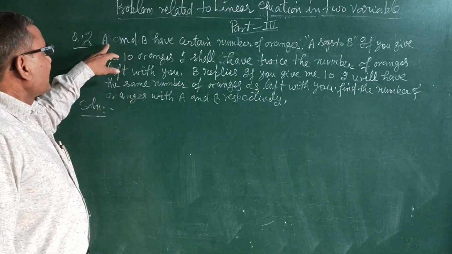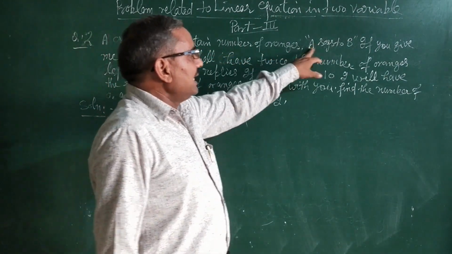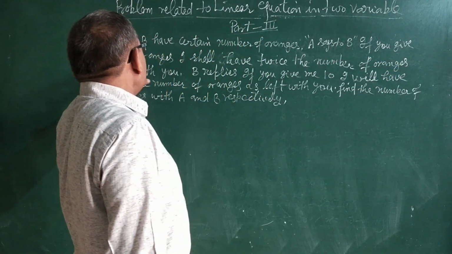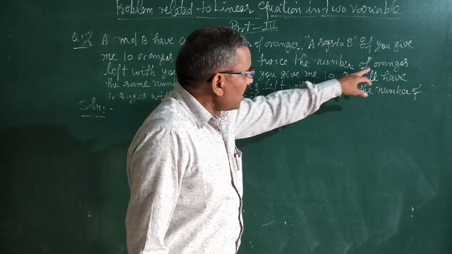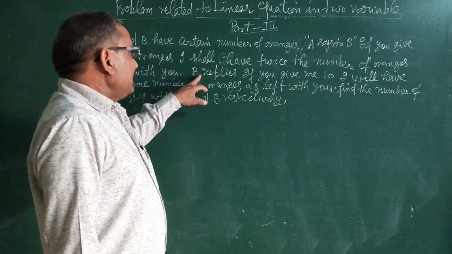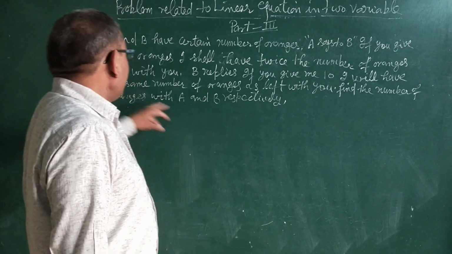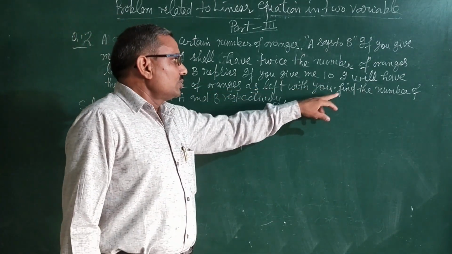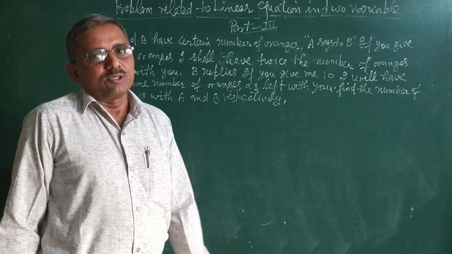Question: A and B had certain number of oranges. A says to B, if you give me 10 oranges, I shall have twice the number of oranges left with you. B replies, if you give me 10 oranges, I will have the same number of oranges as left with you. Find the number of oranges with A and B respectively.